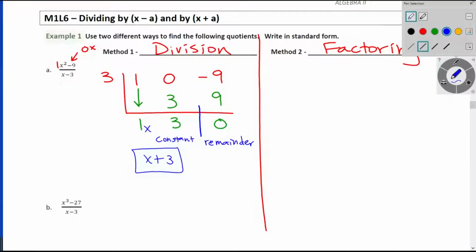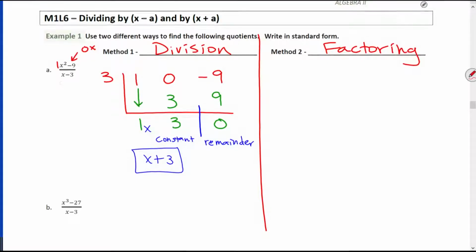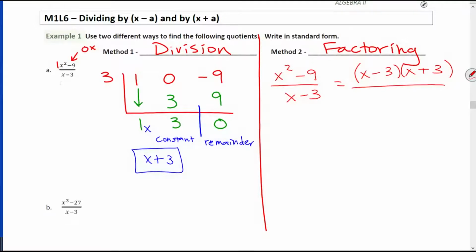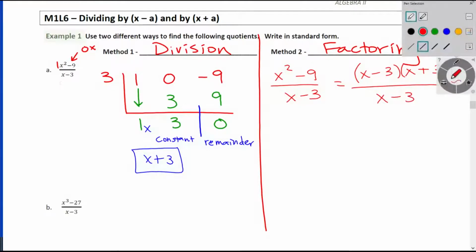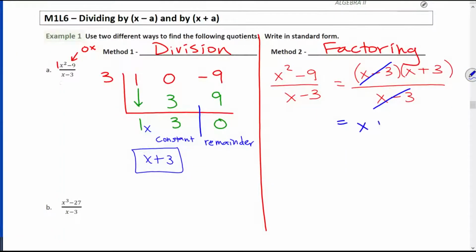You can also do the exact same problem. I'm not looking for a better or worse, but just two ways to do the exact same problem. I can also notice, hey, x squared minus 9 is the difference of squares. I have a binomial. I have something squared minus something squared. So using my factoring patterns, I have x, and I have 3 and 3, and I have minus and plus. Notice the bottom is x minus 3, and that these cancel, and so I'm left with x plus 3.